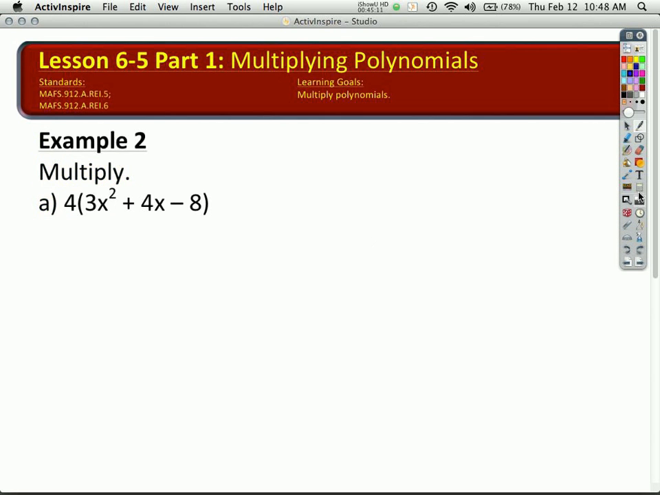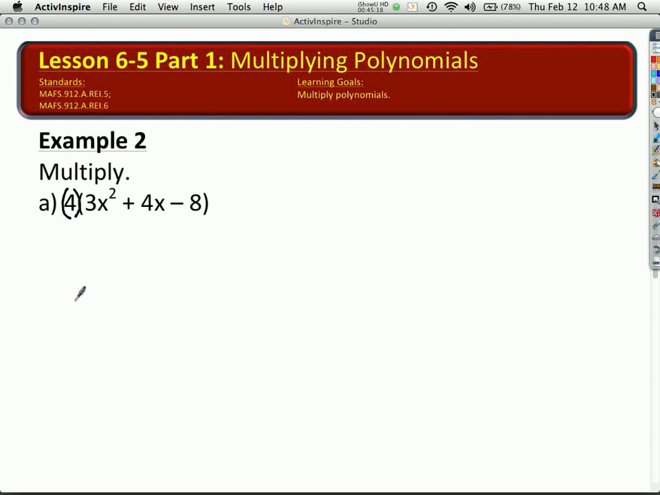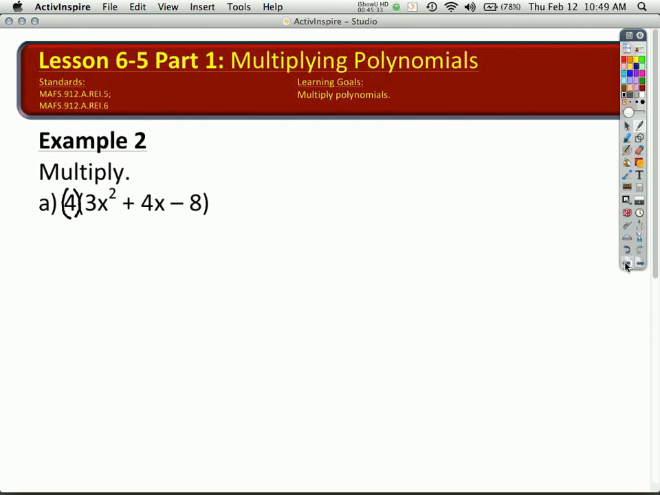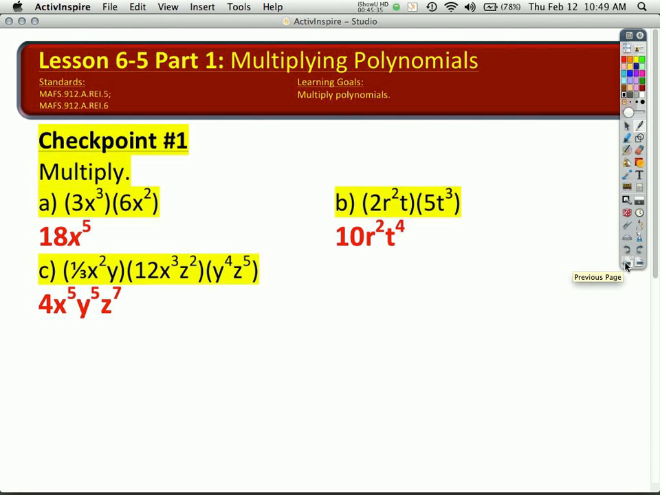So let's do this. What if I put parentheses here, like that? So now is it the same as the one we just did, or is there something different? Natalie? Everything has to be multiplied by 4. Is that what we did over here? Did everything get multiplied by 3 or just? Yeah. So there is something different.